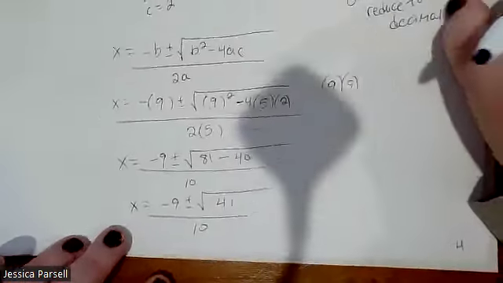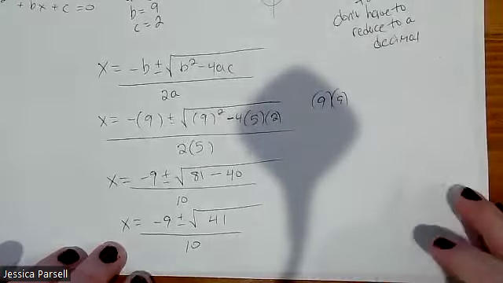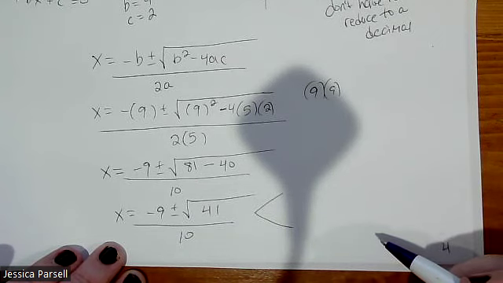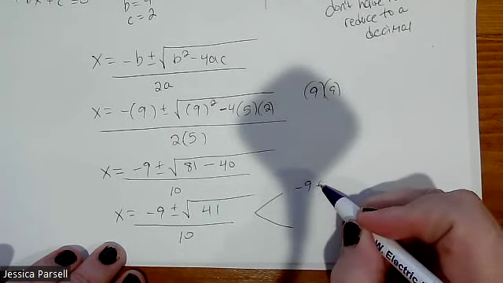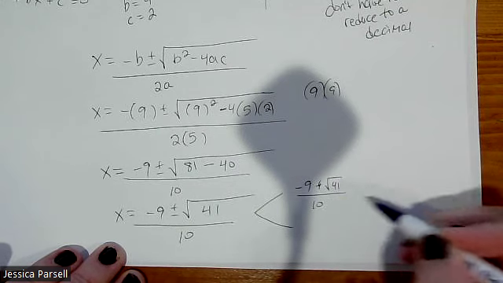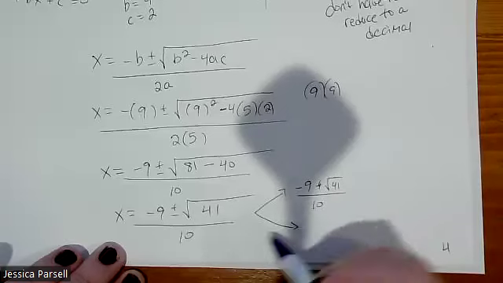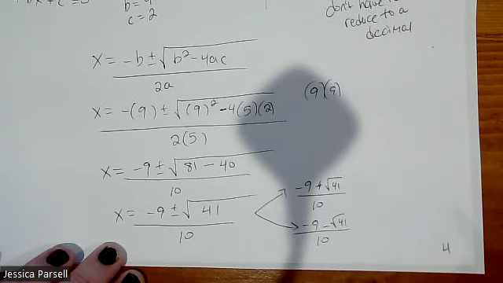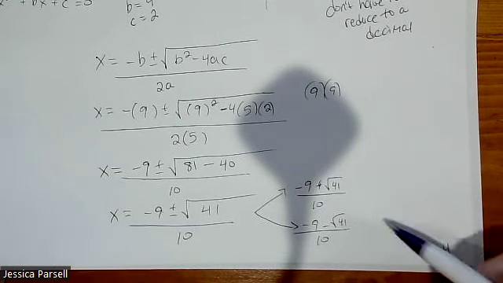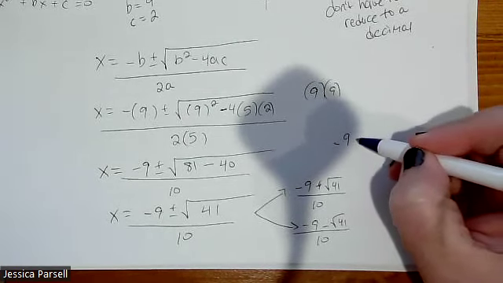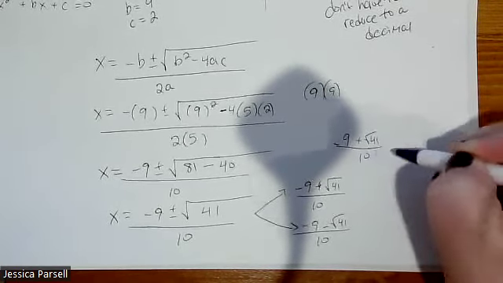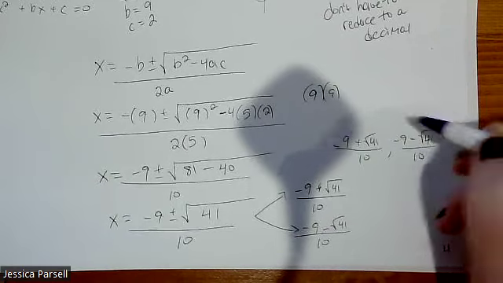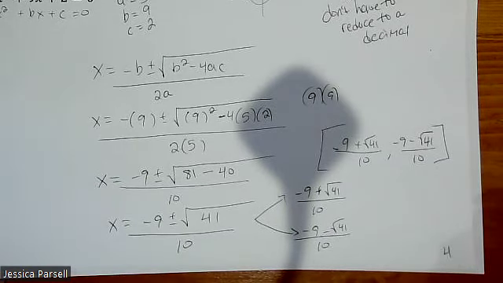We've gotten to our answer, but this is how you're going to have to put it into ALEKS. So it's really two answers. This plus or minus separates things. So what does this give birth to? First, it gives birth to negative 9 plus the square root of 41 all over 10. It also gives birth to negative 9 minus the square root of 41 all over 10. So when you put this in ALEKS, you'll probably have to do it with parentheses, like negative 9 plus the square root of 41 over 10, comma, negative 9 minus the square root of 41 all over 10. That's probably how you're going to have to pop that into ALEKS.